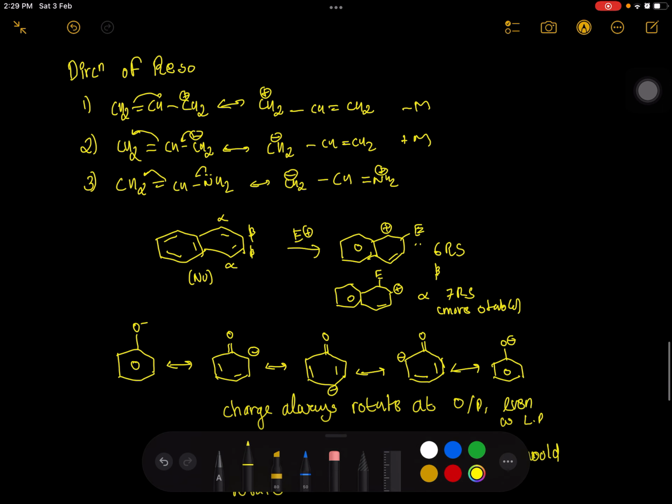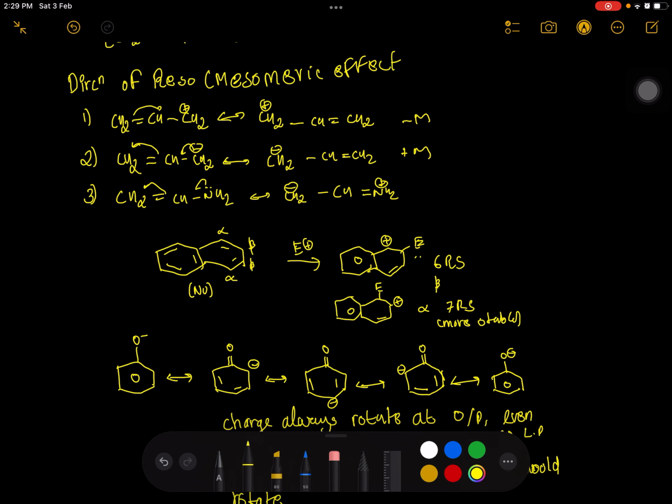Now, talking about direction of resonance, which is nothing but the mesomeric effect, right? Here, if you look, we are shifting the double bond, and we're going to C plus H2. So this is minus M, right? Where we're going towards the plus charge. Over here, the minus is giving, by the same action which is going on over here. It's giving electron. So that is plus M.